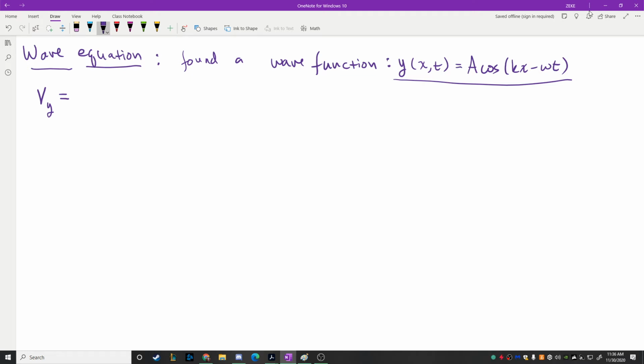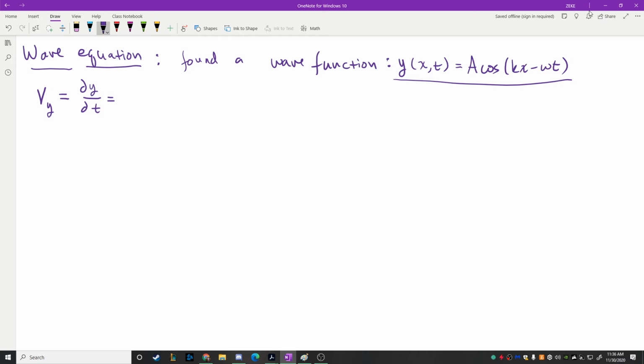We use calculus, right? Well, which type of derivative do we want to take? Do we want to take a derivative with respect to x or a derivative with respect to t, or some kind of combination? Would it be a derivative with respect to time? Yeah, time, right? This would give us the y component of the velocity. You take the derivative of y with respect to t.